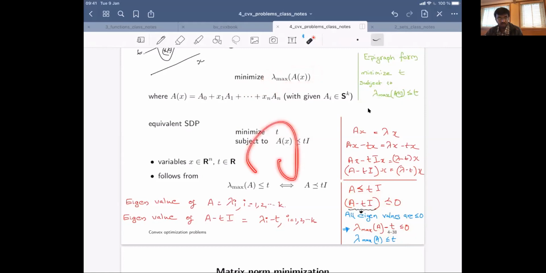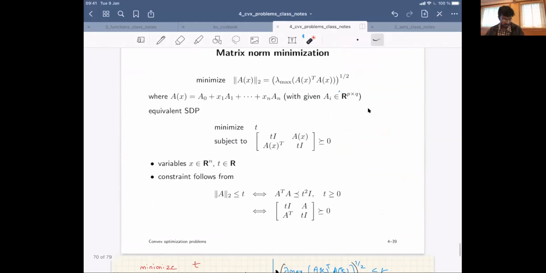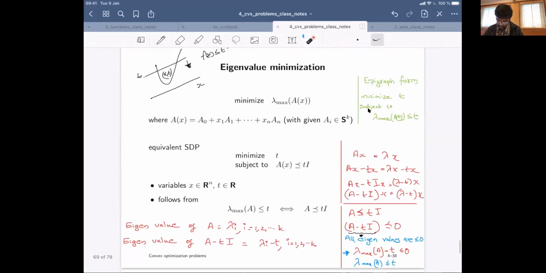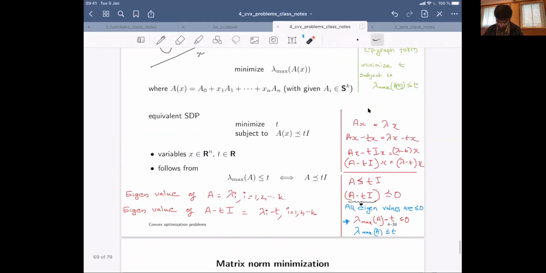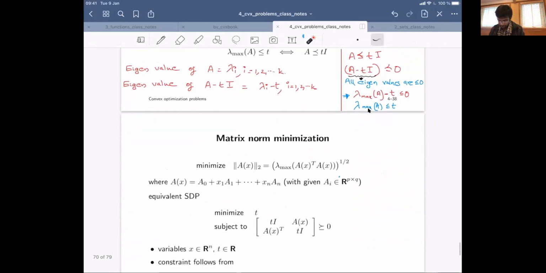Now, this is a convex problem. We can solve this. So let's take this example and stop. Again, it is the same problem, where we minimize a matrix norm. So what is a matrix norm? The norm of a matrix A is defined as this. It is the square root of the maximum eigenvalue of A transpose A.